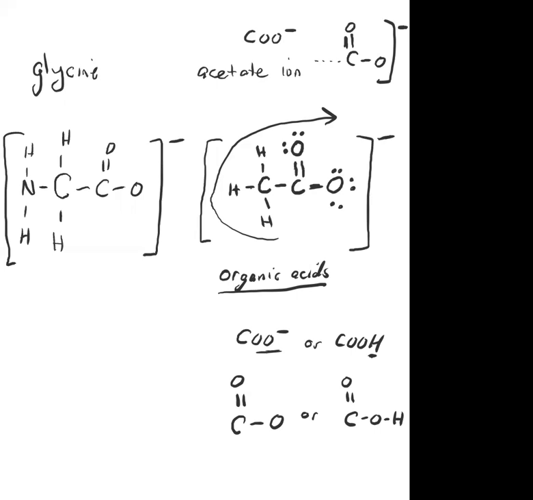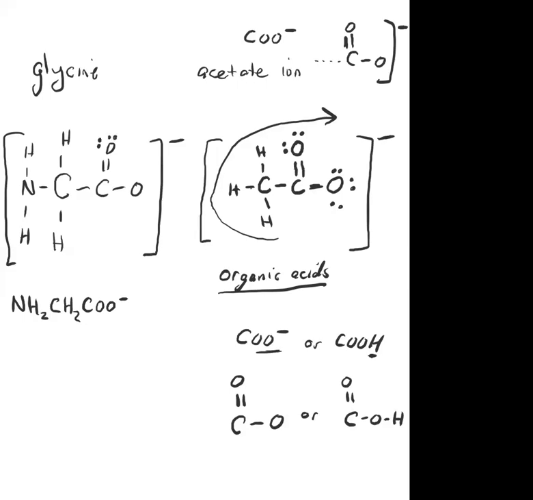Okay, this is called glycine, and it is an organic acid. You can see it's an organic acid because it has that COO right there, right? So the formula might be drawn this way: NH2, CH2, COO minus. Okay, so there's your chemical formula. The Lewis structure looks like this.